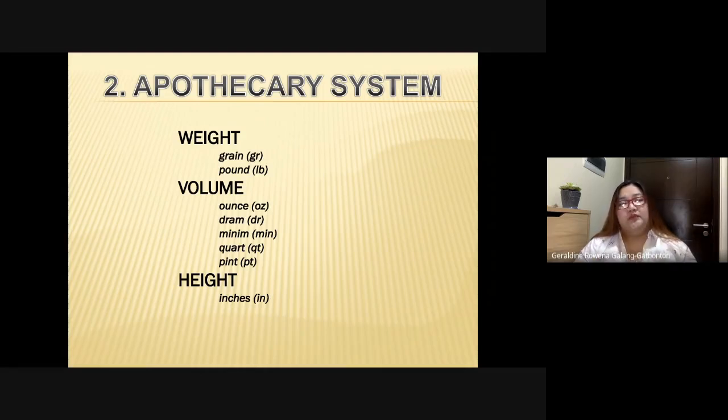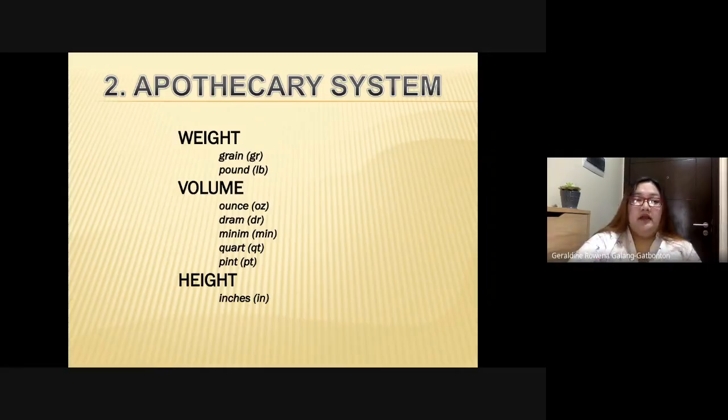In terms of volume, 1 ounce is 30 ml. Dram, 8 grams is 1 ounce. Minim, 1 minim is also equivalent to 1 drop. Quart, a quart is approximately 1,000 ml. And the pint, the ice cream pint, we all know them by calling it an ice cream pint. 1 pint is 500 ml. In terms of height, it uses inches. So 1 inch is 2.54 centimeters.